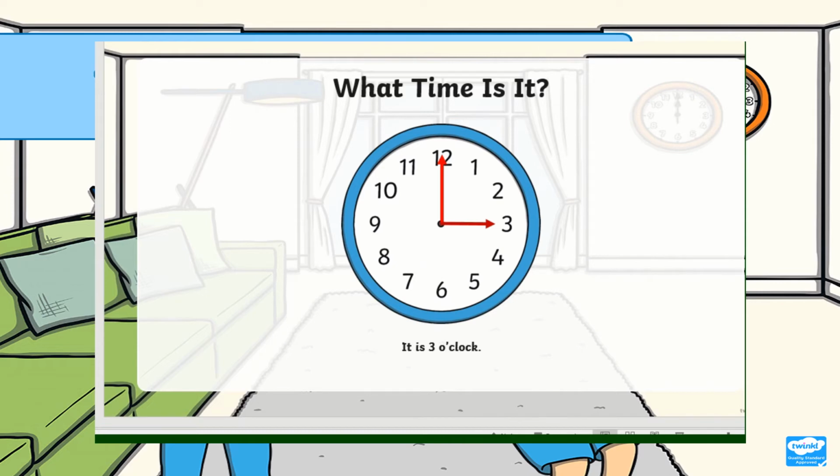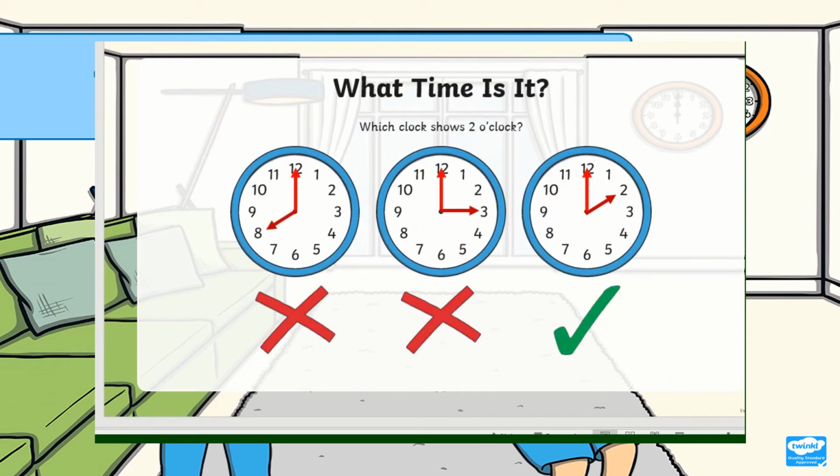Remember, the minute hand is over 12 and the hour hand is pointing directly through. So it would be 3 o'clock. You tell me what that one would be. And that one. And that one. Now then, up, look.